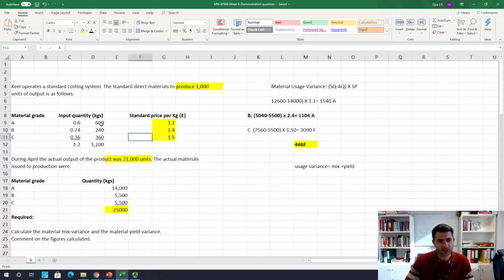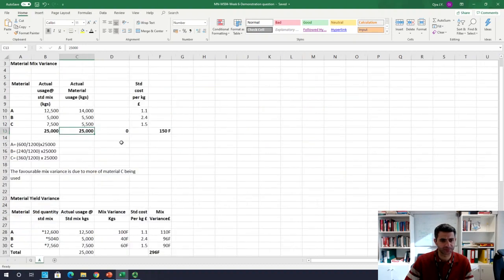So 0.6 divided by the total. For each one, you divide it by the total, and then you multiply it by the 25,000 kilogram, which is the actual kilogram. If you do each, you should be able to find the answer here, for A, B, and C. And of course, the total has to equal 25,000 kilogram, because this is the way we calculate the standard distributed based on the actual kilogram.